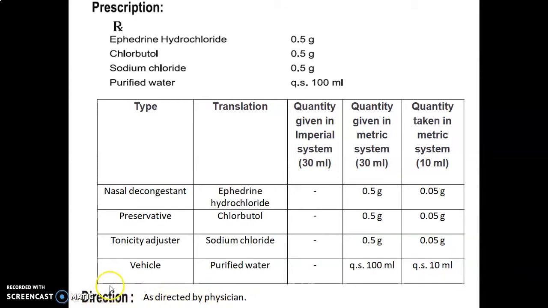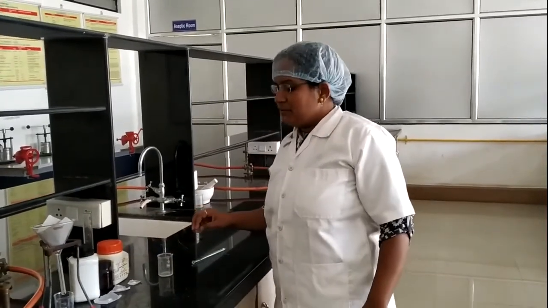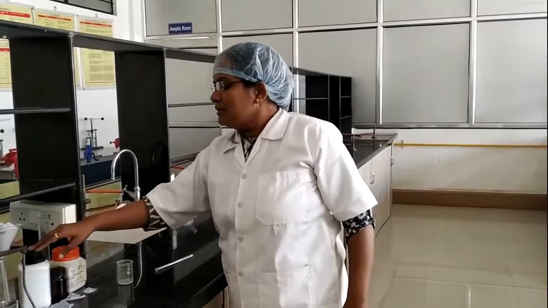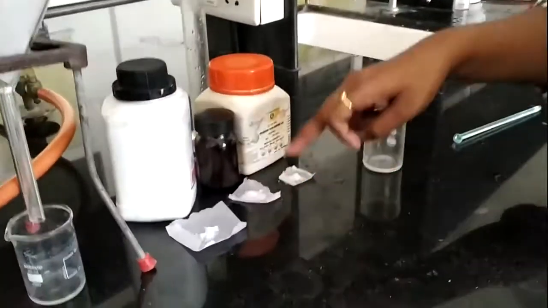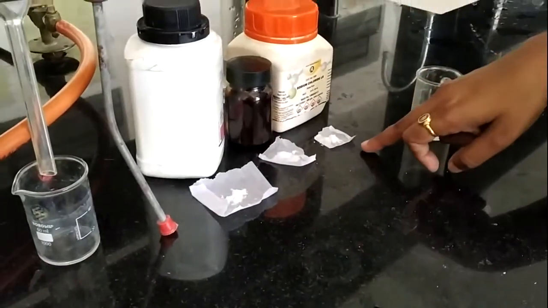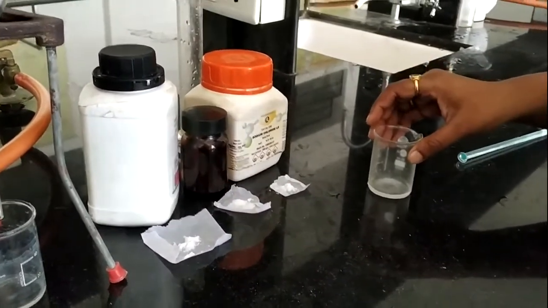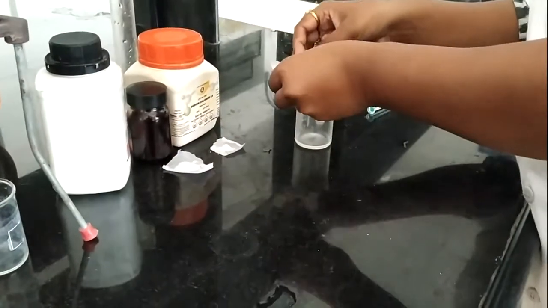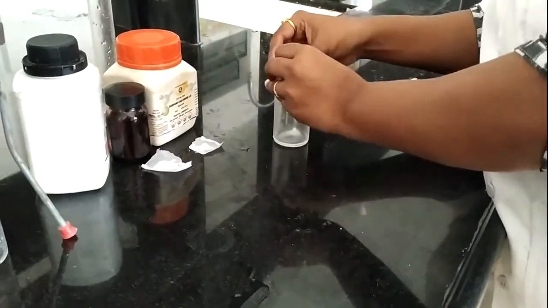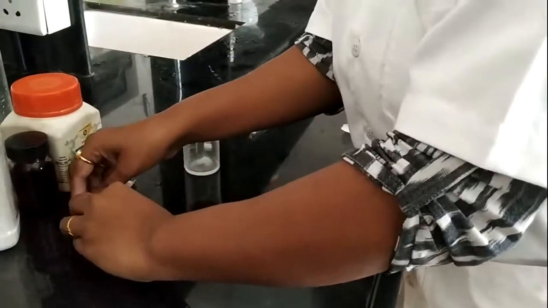So for performing the actual experiment, let's move towards the laboratory. Let's proceed with performing the actual experiment in the laboratory. We have this ephedrine hydrochloride, which is previously weighed. This is chlorbutol, which is also weighed. This is sodium chloride, which is also weighed, and this is the purified water. This is the previously warmed water.